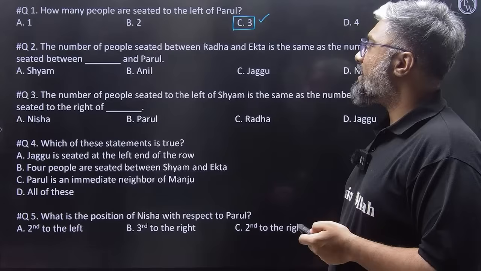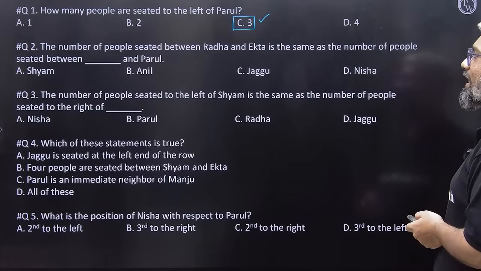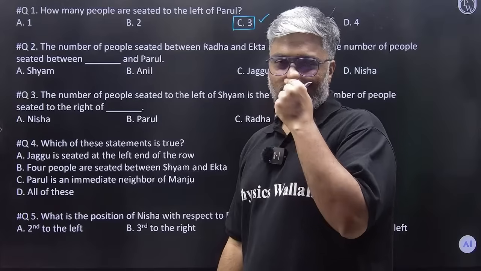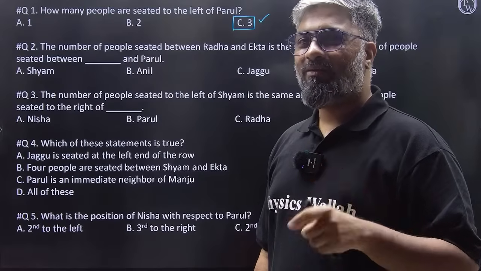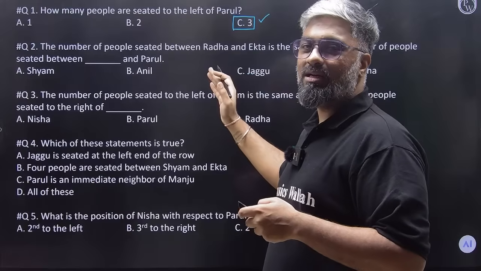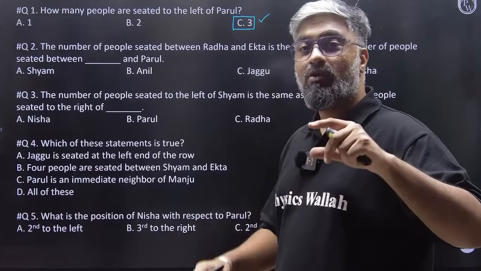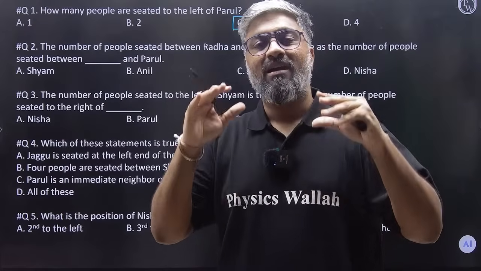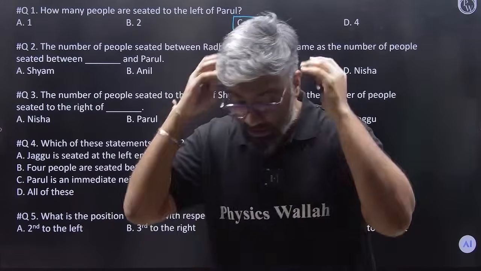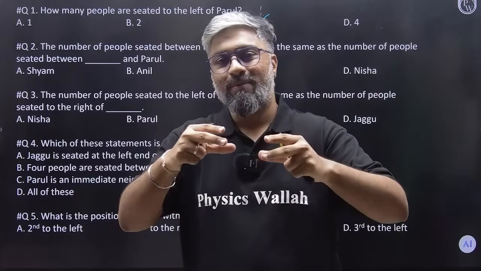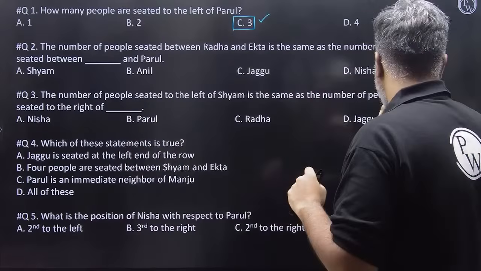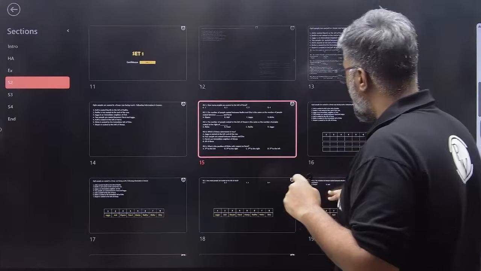Next they're saying the number of people seated between Radha and Ekta is the same as the number of people seated between Dash and Parul. Now, do you notice how it is becoming complicated for us, where you have to go here and then here? So it's always better if you have the final arrangement very easily accessible to you along with the question. You shouldn't be reading the question and then searching, oh, where did I put it? So make it very legibly right in front of your face so that you can quickly finish off the questions. So we will also do that.